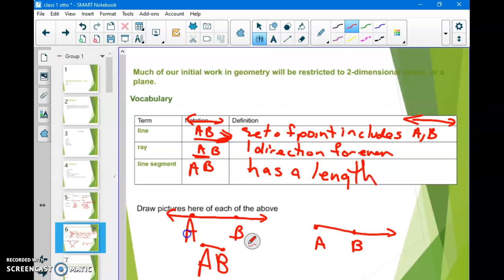Now, why can we say that a line segment has length but the other 2 don't? Well, it's because the other 2 continue on forever, and so its length would be called like infinity or something like that.